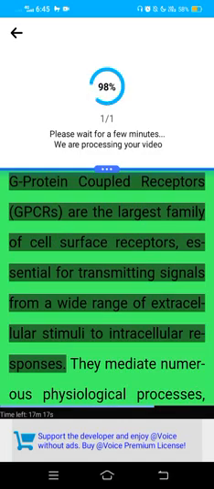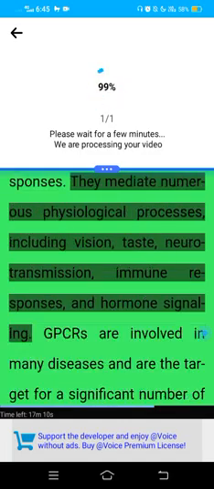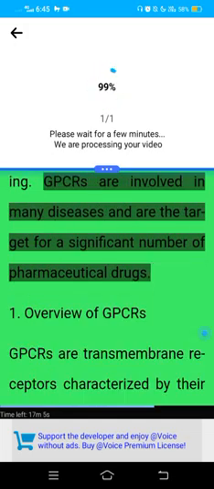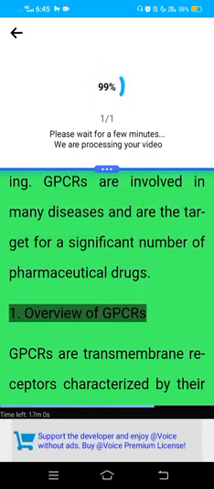G protein coupled receptors, GPCRs, are the largest family of cell surface receptors, essential for transmitting signals from a wide range of extracellular stimuli to intracellular responses. They mediate numerous physiological processes, including vision, taste, neurotransmission, immune responses, and hormone signaling. GPCRs are involved in many diseases and are the target for a significant number of pharmaceutical drugs. 1. Overview of GPCRs.